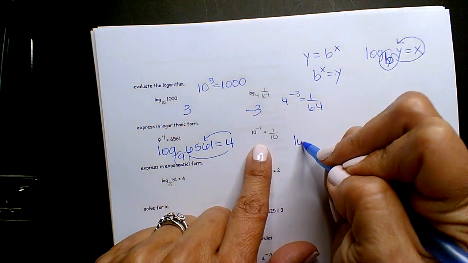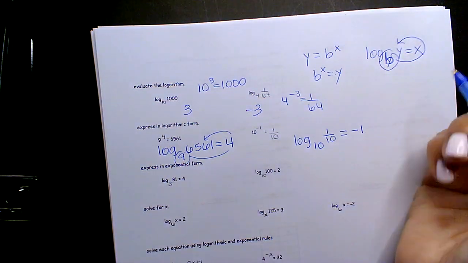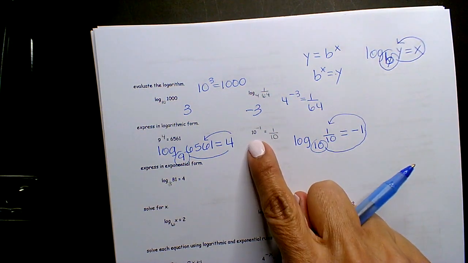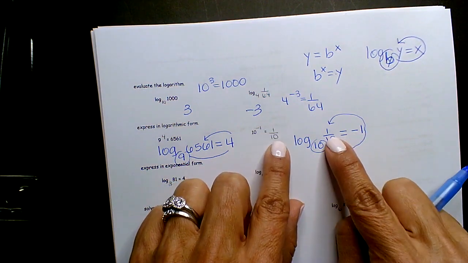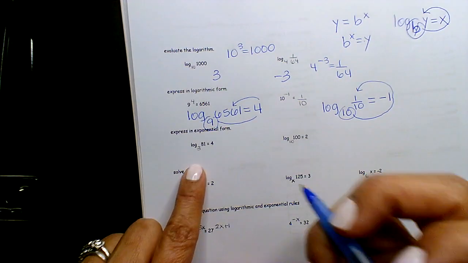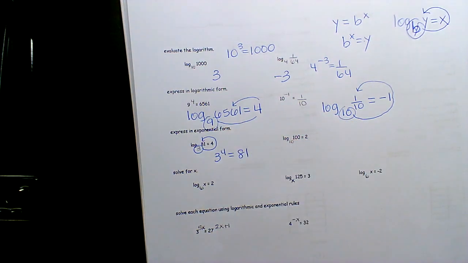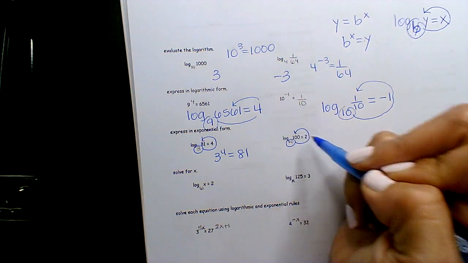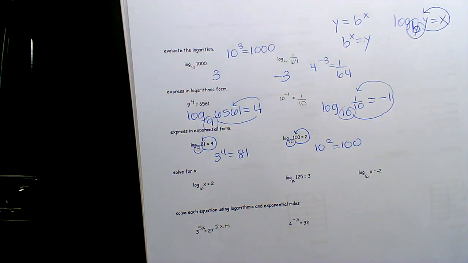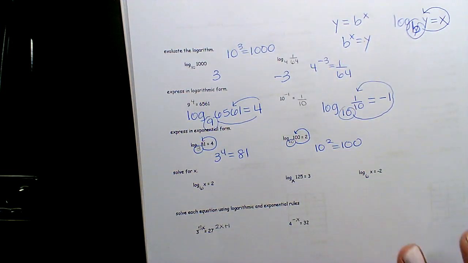All right, so then here, log base 10 of this argument is equal to this exponent of negative 1. And check it, 10 to the negative 1 gives me 1/10. Okay, so now rotate. 3 to the 4th is equal to 81. 10 squared is equal to 100. That's why I said the first 8 were really quick and easy, and you guys got them quick.